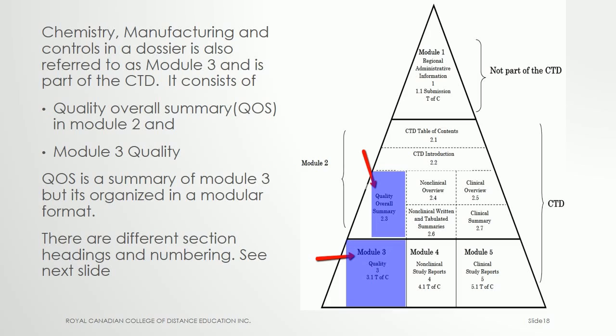Chemistry, manufacturing, and controls in a dossier is also referred to as Module 3 and is part of the CTD. It consists of the Quality Overall Summary, QOS, in Module 2 and Module 3 Quality. QOS is a summary of Module 3, but it's organized in a modular format. There are different section headings and numbering. See next slide.